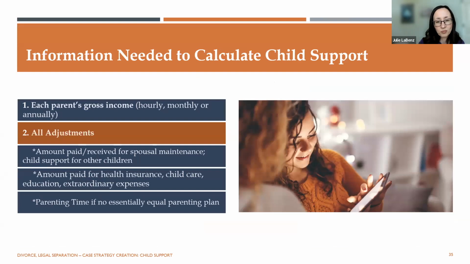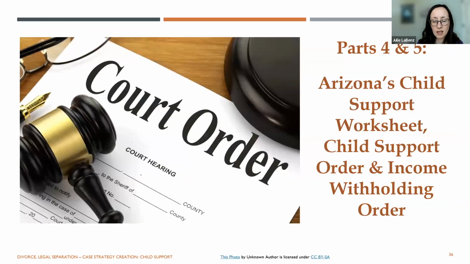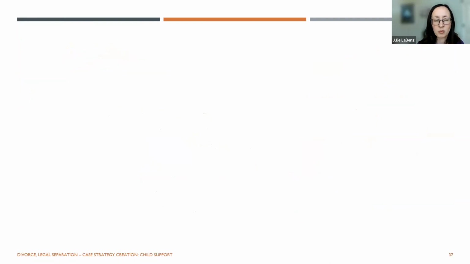Okay, so we're going to return to the calculator. And just as a review, in order to calculate child support, you need each parent's gross income on an hourly, monthly, or annual basis, and then all adjustments, which can be for spousal maintenance, other children, health insurance, childcare, education, extraordinary expenses, and then the parenting time adjustment. Once you've got your calculation done, then you can create a worksheet, a child support order, and an income withholding order. And so now I'm going to show you how to do that.